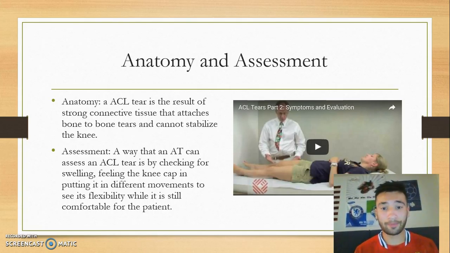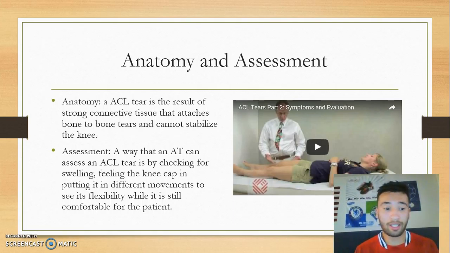An assessment that an AT can do is feeling around the area, checking the kneecap, and using different movements like a posterior push, checking to see if the knee moves forward very easily, meaning there is less stabilization in the knee. You want to check for swelling as well, whether it has swelled a lot or is even partially swollen. No matter what the swelling is, you want to see the individual's range of motion too, by bending the knee to where it no longer feels comfortable, being very gentle, and then lengthening as well, seeing how much pressure can be put on her knee.